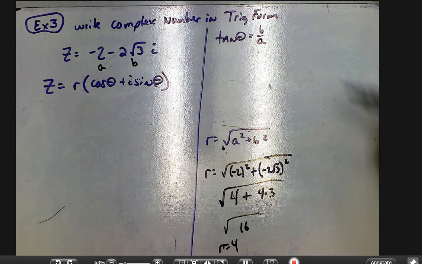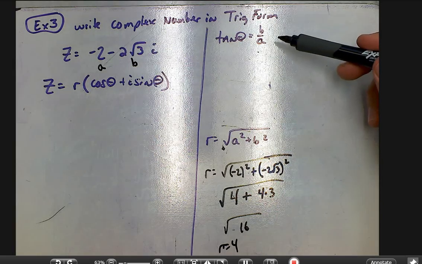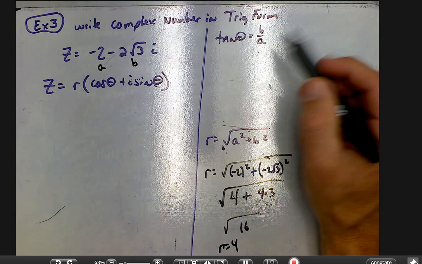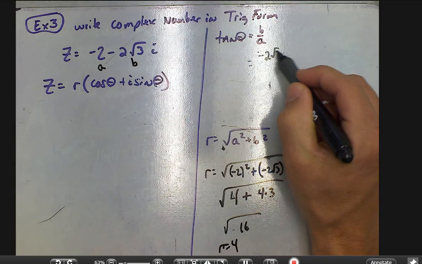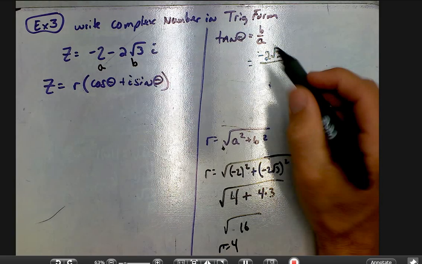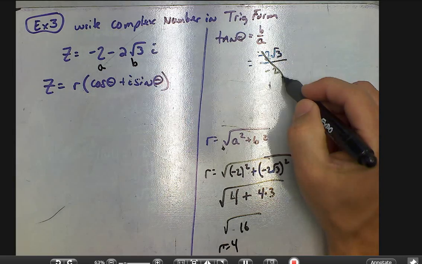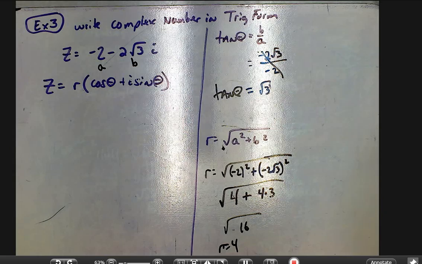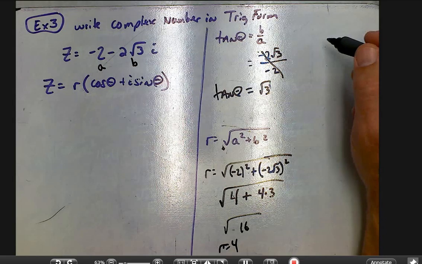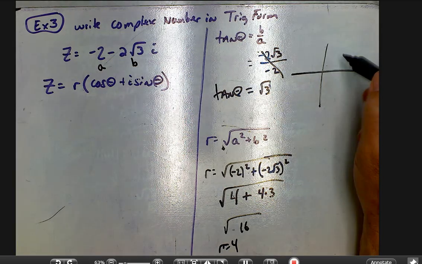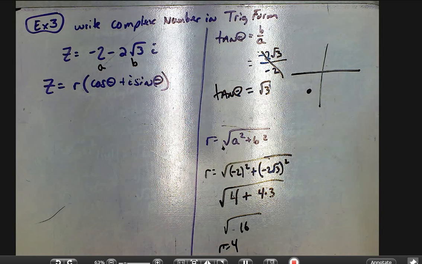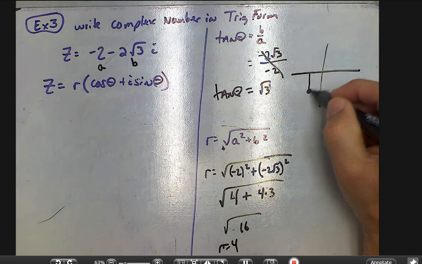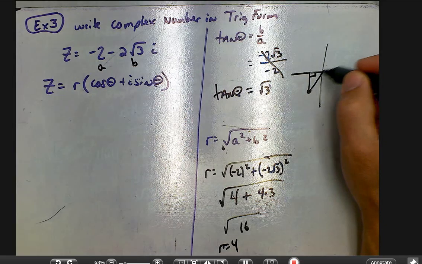Now to find theta, tangent of theta is B over A. B is negative 2 square root of 3 over A, which is negative 2. That simplifies to the square root of 3. Tangent of theta is the square root of 3. Well, what you can do now is draw a little reference triangle. I know negative 2 square root of 3 has got to be somewhere down there if I were to graph it. And I can draw my little reference triangle. Theta is the angle right there.